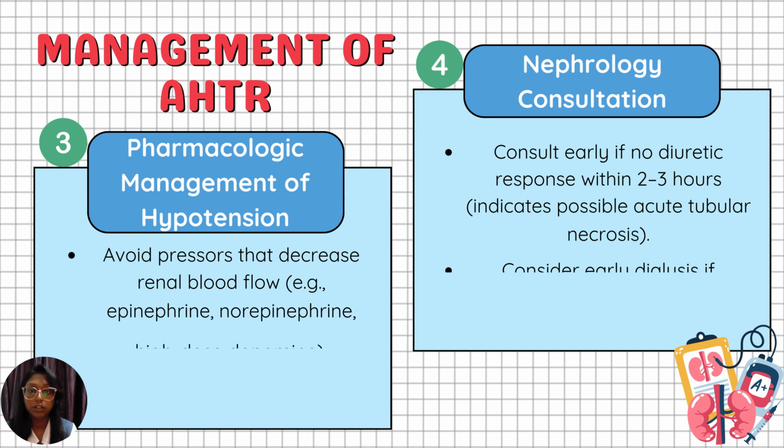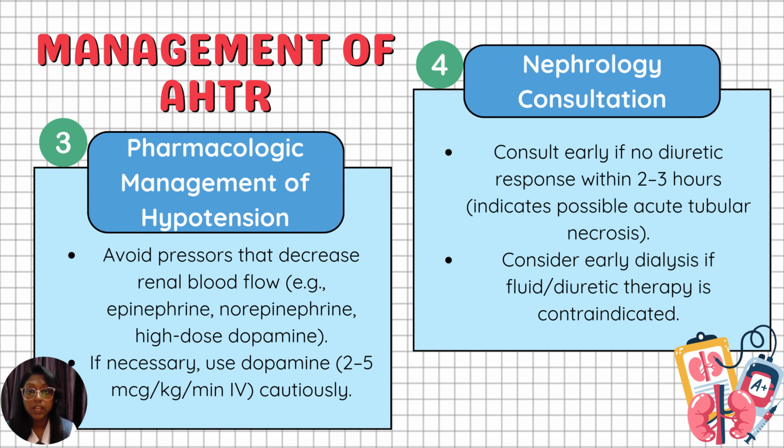Next is the pharmacologic management of hypotension. Avoid pressors that decrease renal flow, for example, epinephrine, norepinephrine, or high dose dopamine. If necessary, use dopamine 2 to 5 mcg per kilogram per minute IV continuously.